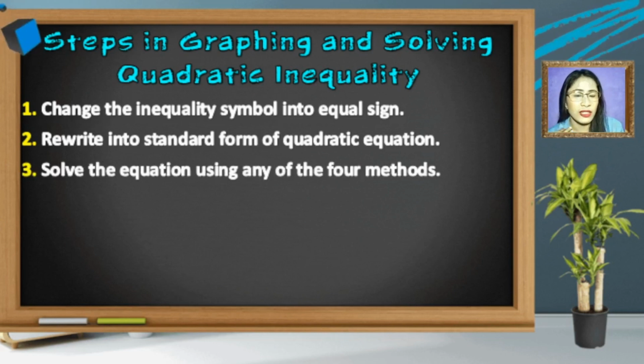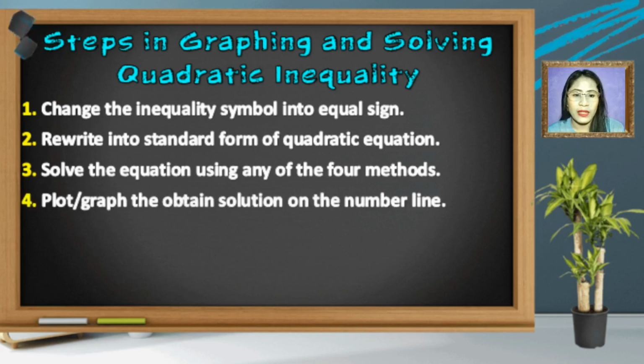So, since kapag change natin into equal sign yung ating quadratic inequality, so magiging quadratic equation yon. So, ngayon, para ma-solve natin yun, gagamitin natin yung four methods. Ano ba yung four methods natin? We have extracting square root, completing the square, factoring, or quadratic formula. So, kahit alin doon, as long as convenient for you, pwede nyong gamitin. And then, plot or graph the obtained solution on the number line. So, yung point na makukuha natin, yun yung i-graph natin or ipa-plot natin sa ating number line.